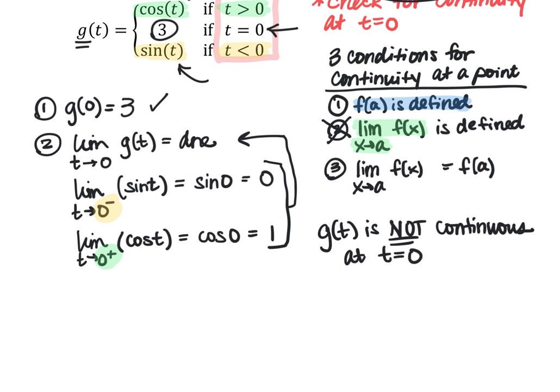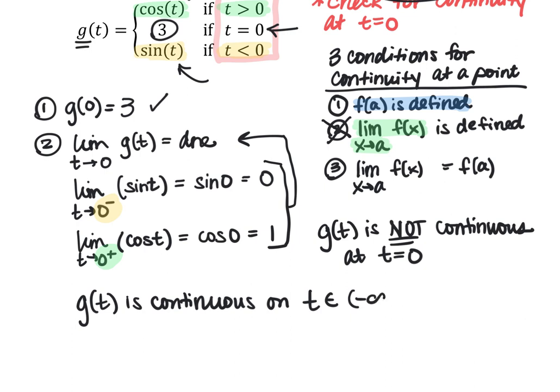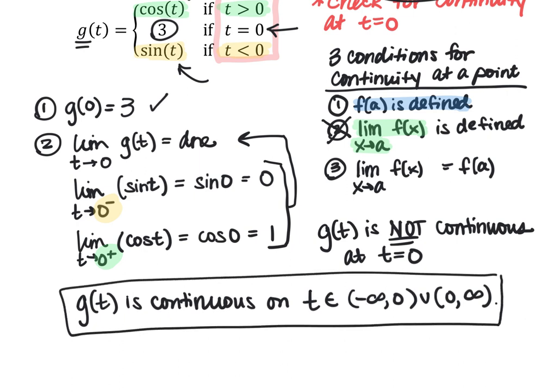So my summary statement could be written something like this. G of t is continuous, and the way we can write all real numbers except for 0 is we can write negative infinity to 0, union 0 to infinity, with parentheses indicating that we are not including 0. So g of t is continuous on the interval, or intervals, where t is an element of the interval negative infinity to 0, union 0 to infinity. This will be where g is continuous.